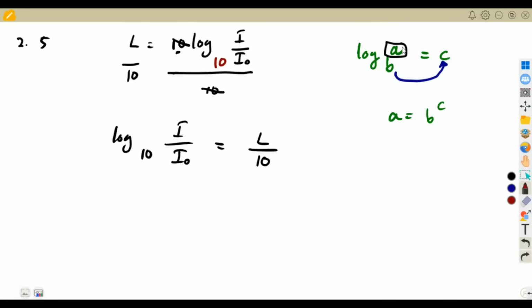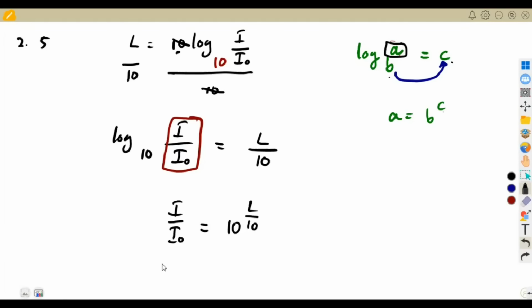So as we can see, we're going to have A in exponential form. So this is our A, the part representing this A, which is I over I naught, is equal to the base to the exponent of C, which is the base B to the exponent of C. In this case, our base is 10. So that's 10 to the exponent of L over 10. All right, so we're going to have 10 to the exponent of L over 10 like this.